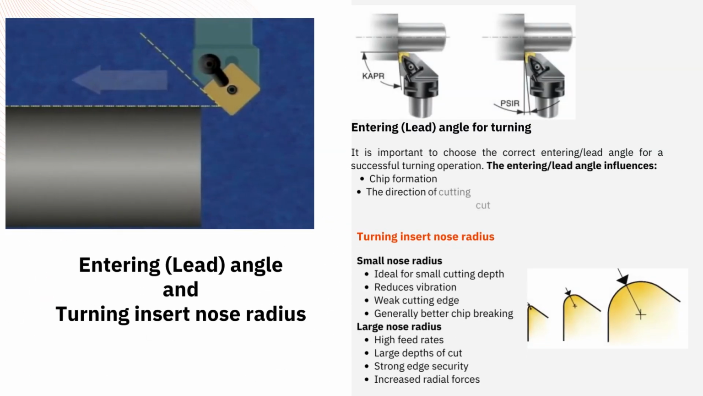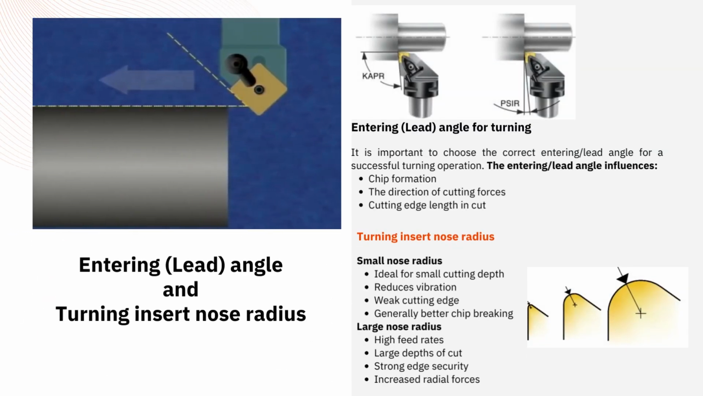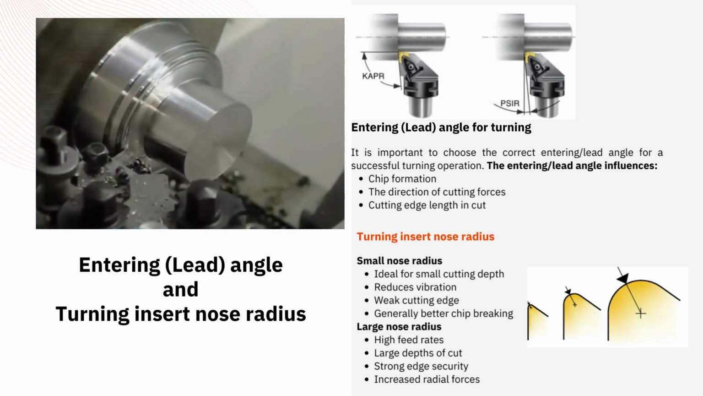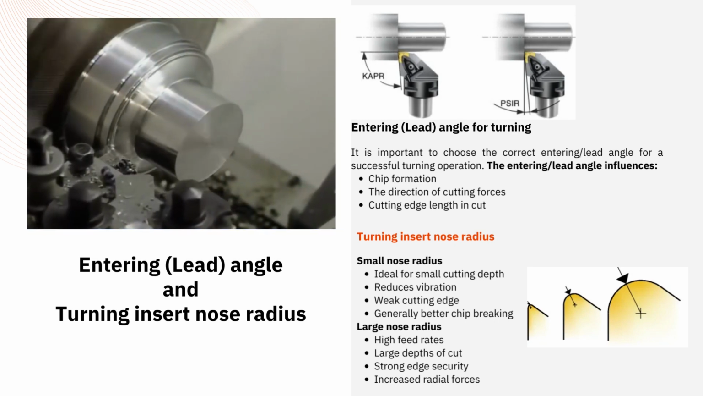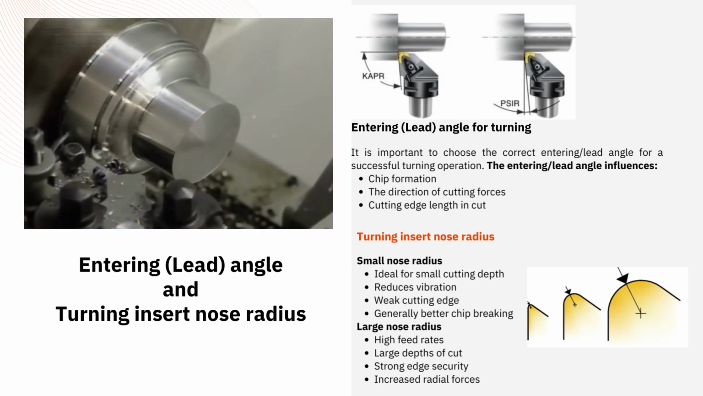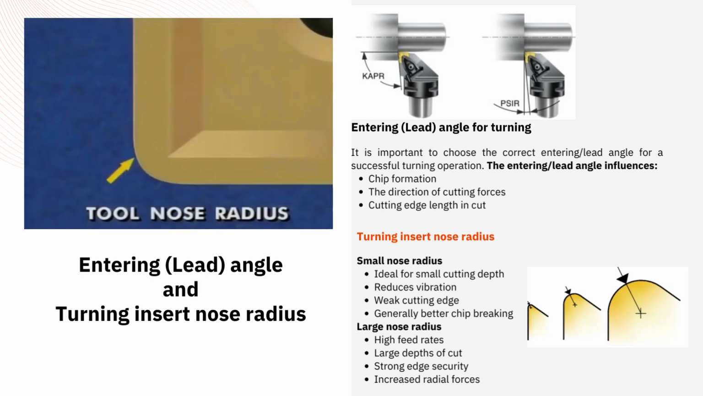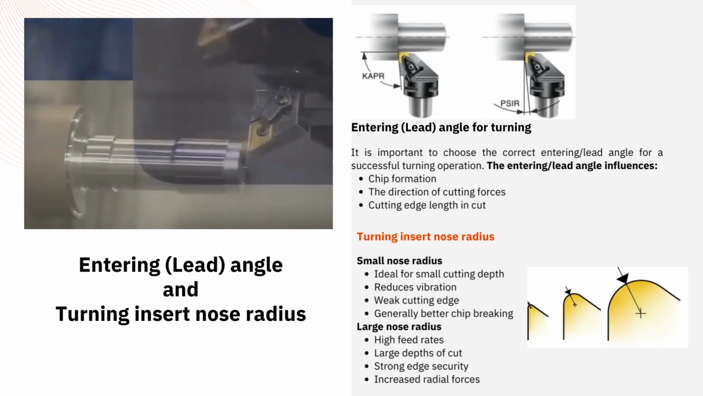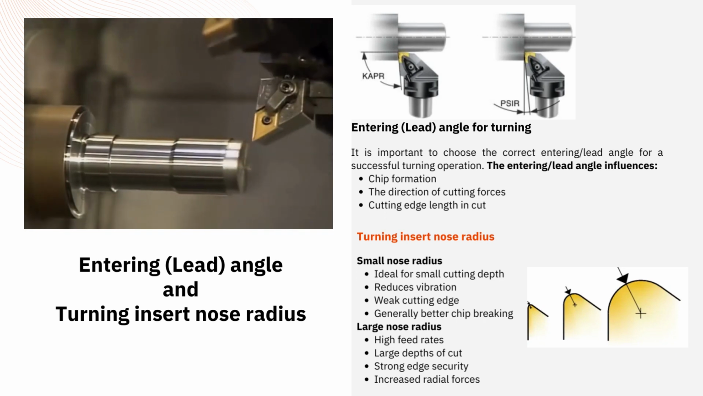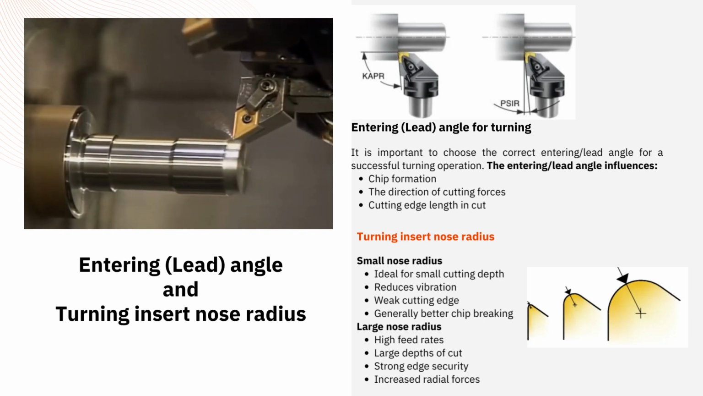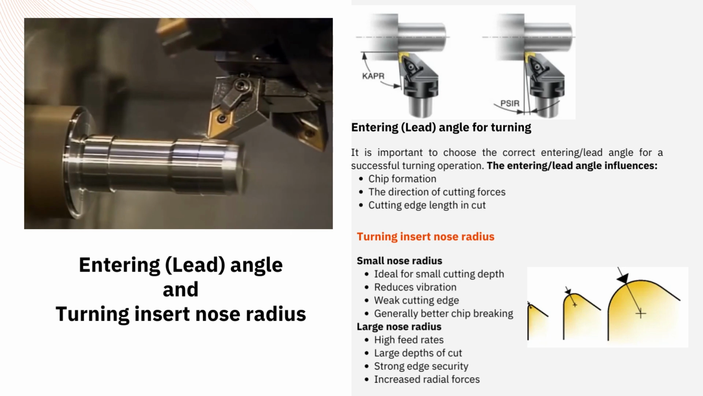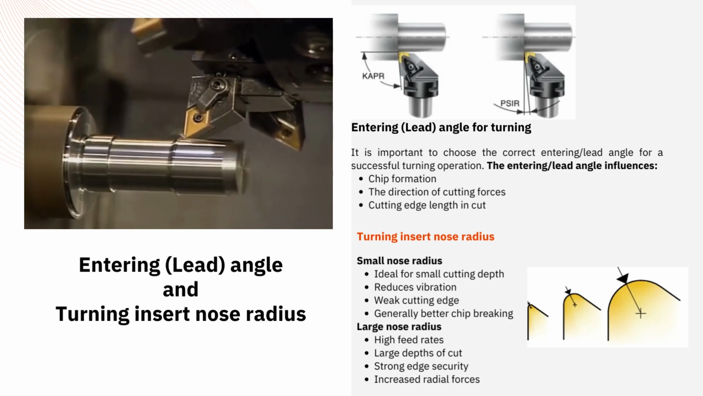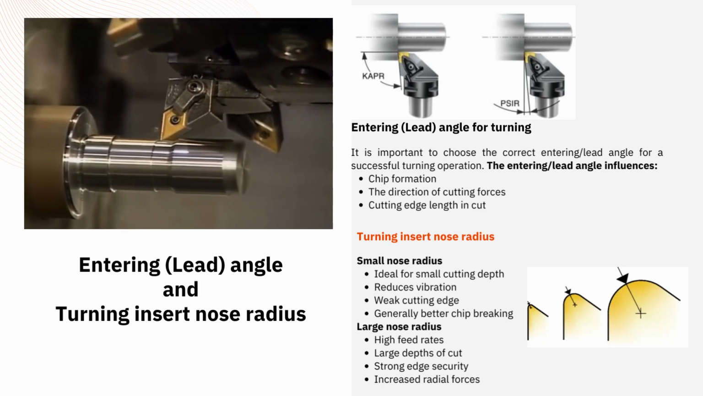Lead angle. The entering angle is the angle between the cutting edge and the feed direction. This angle has an effect on chip formation, the direction of cutting forces, and the length of the cutting edge during machining. Insert nose radius. The nose radius is an important factor in turning operations. It affects the quality of the machined surface, the chip formation, and the insert strength.